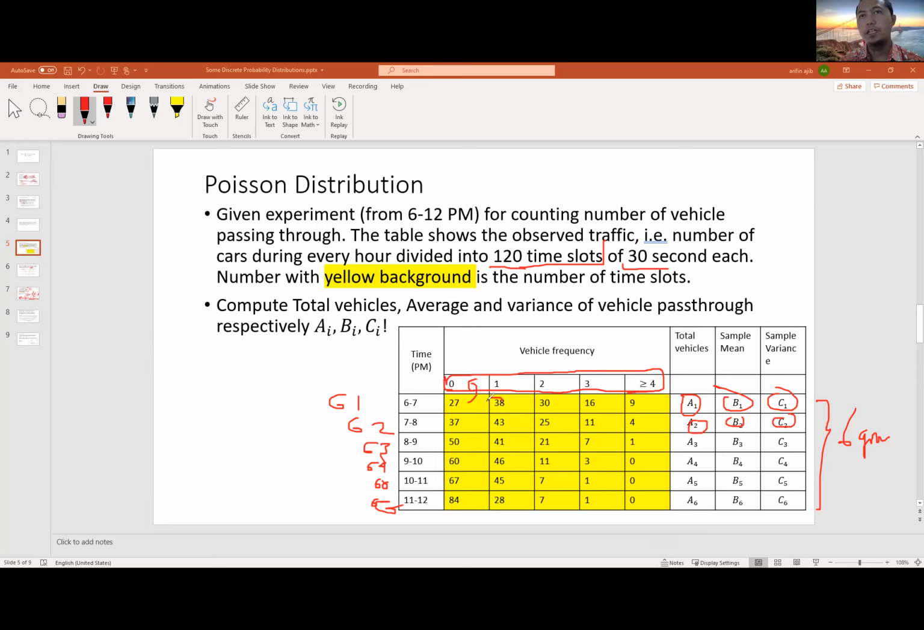Okay. Thank you, sir. At this point, what is the meaning of 38? So there are 38 time slots that only have one vehicle. Yes, perfectly. So, sir, how should we count the total vehicles? Should we do 1 times 38 and then plus 2 times 30 and so on? Yeah, you should explore this. That's the assignment.